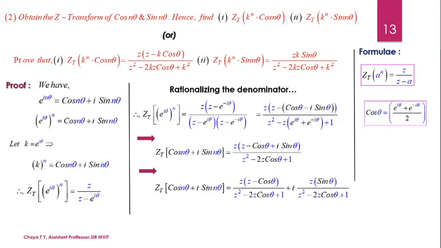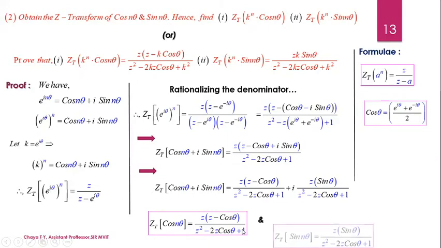Now consider the real part on both sides. So what is the real part? It is the Z transform of cos n theta from the LHS, which equals Z times of Z minus cos theta divided by Z square minus 2Z cos theta plus 1.